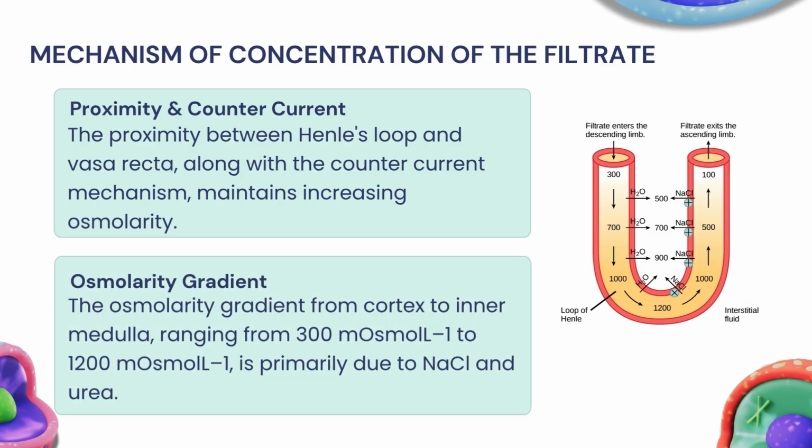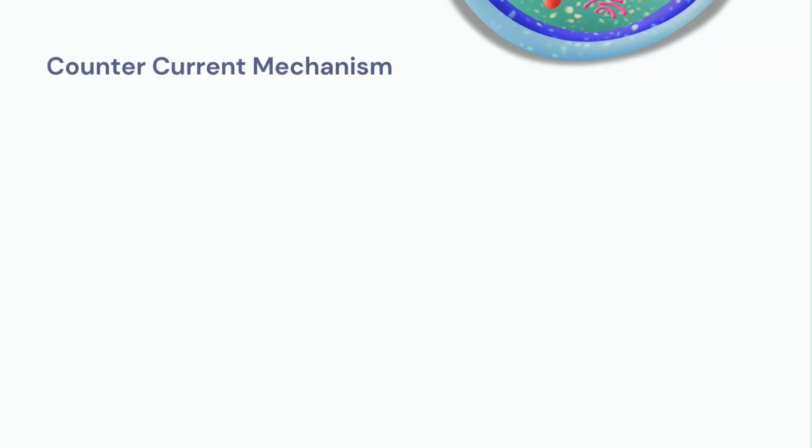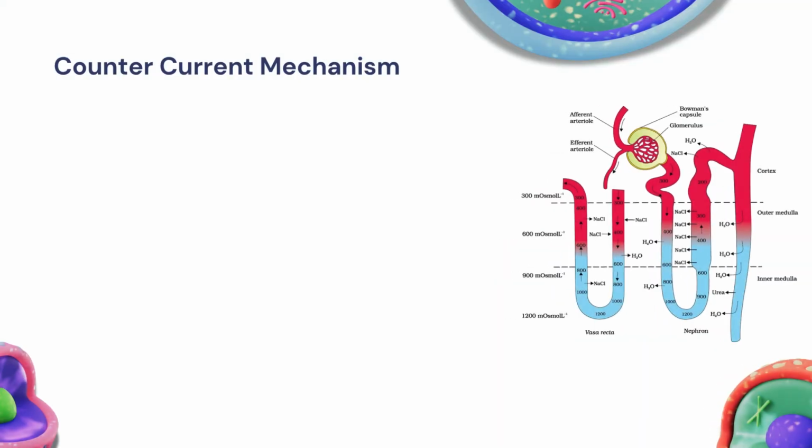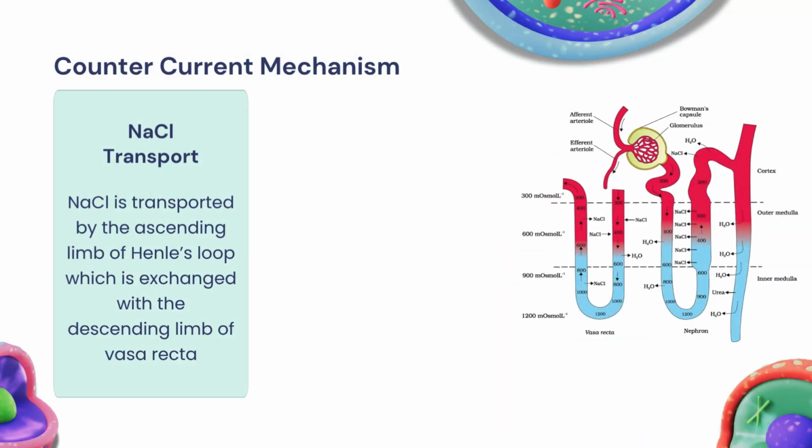The osmolarity gradient from cortex to inner medulla, ranging from 300 milliosmol per liter to 1200 milliosmol per liter, is primarily due to NaCl and urea. Let's take a deep dive into the countercurrent mechanism.